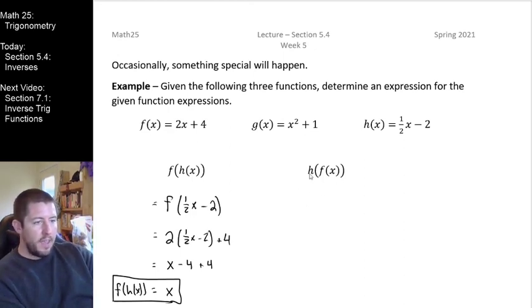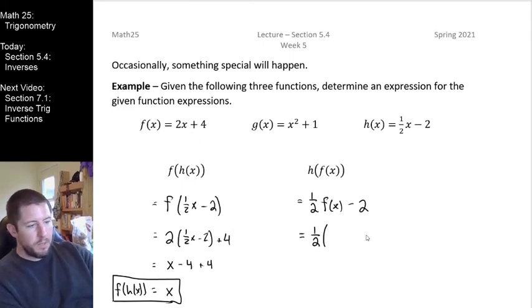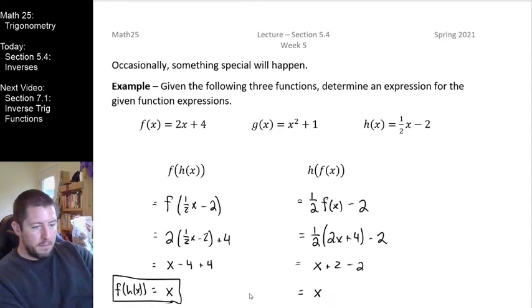So let's do this again. And again, I'm going to use the other writing technique that I did up above, which is to say, let's do the h on the outside first, which is to say, this should be 1 half. What's my input into the h machine? f of x. So I'll do 1 half times f of x minus 2. Now I'll say to myself, well, this should be 1 half of, what's f of x? It's 2x plus 4 minus 2. 1 half times 2x is just 1x. 1 half times 4 is plus 2 minus 2. Oh my gosh, it happened again.